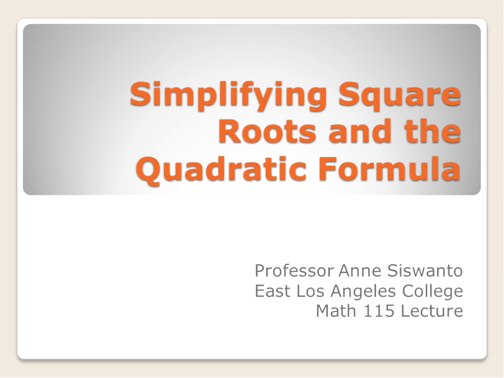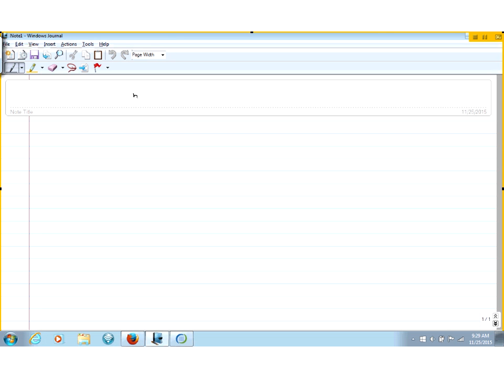Now let's try simplifying square roots and the quadratic formula. I haven't really shared the desktop. Let me do it. All right. So I'm going to write 5 dot supplement. This is actually simplifying square roots and the quadratic formula. So let's talk about perfect squares first.